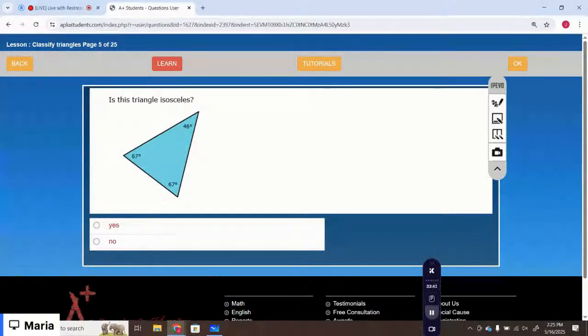Is this triangle isosceles? Yes, it is, because an isosceles triangle has two angles that are exactly equal in measurement. Is the triangle isosceles? Yes, it is an isosceles triangle.